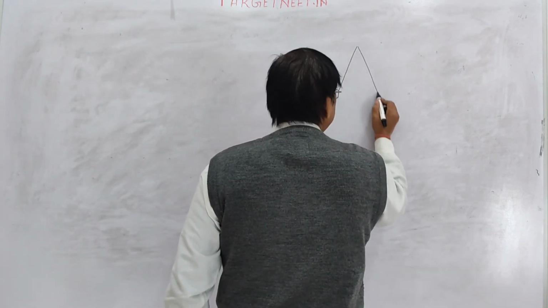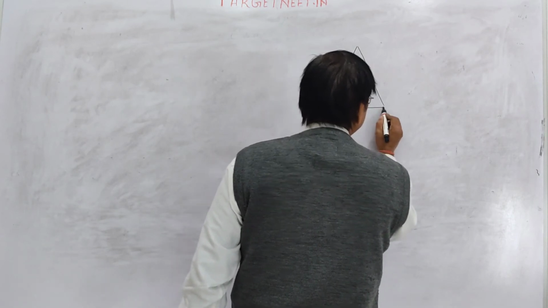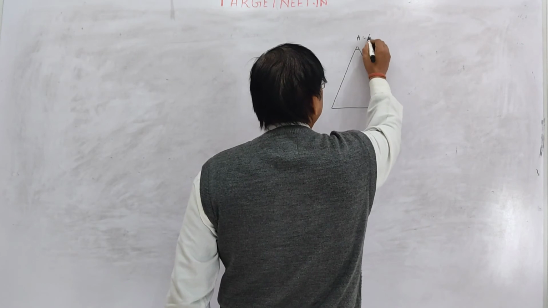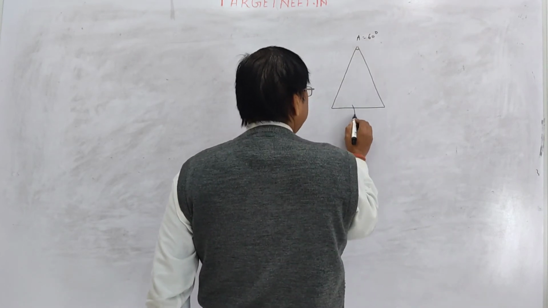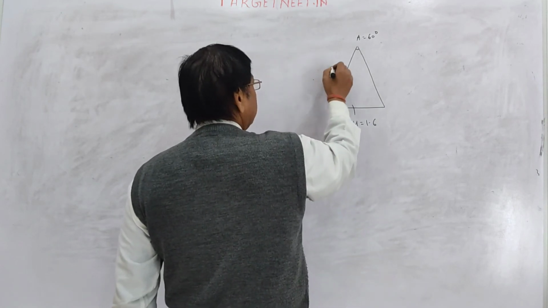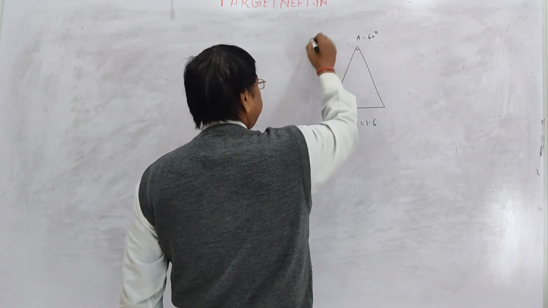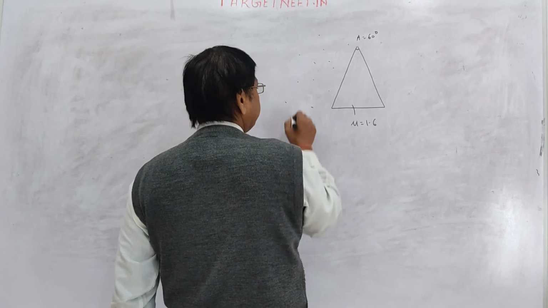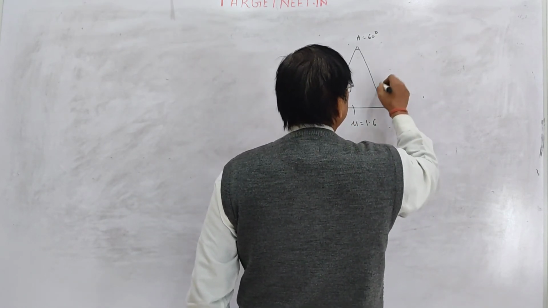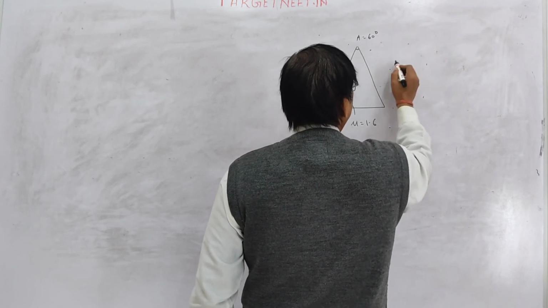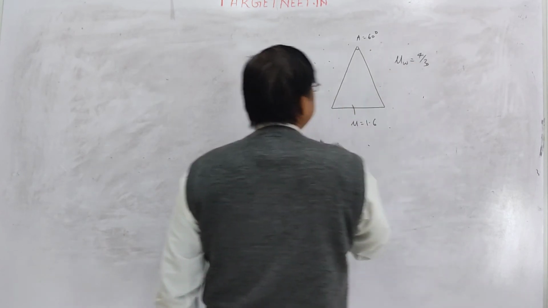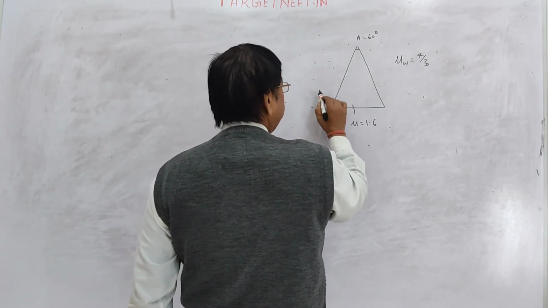Equilateral prism, angle of prism is 60 degree. Refractive index of prism material is 1.6, that is given. And this prism is kept in water. Refractive index of water is 4/3, and it is kept in minimum deviation position.